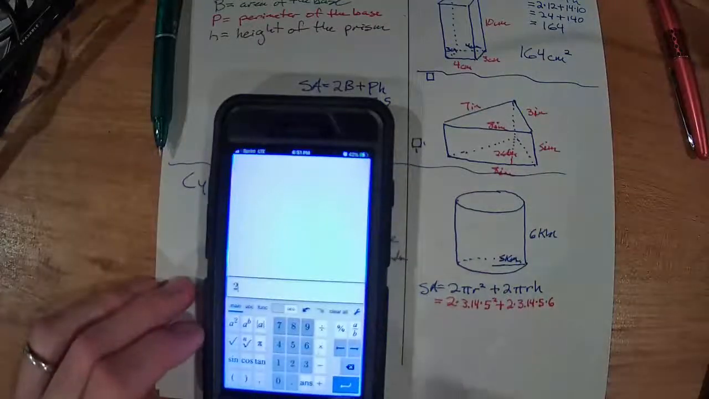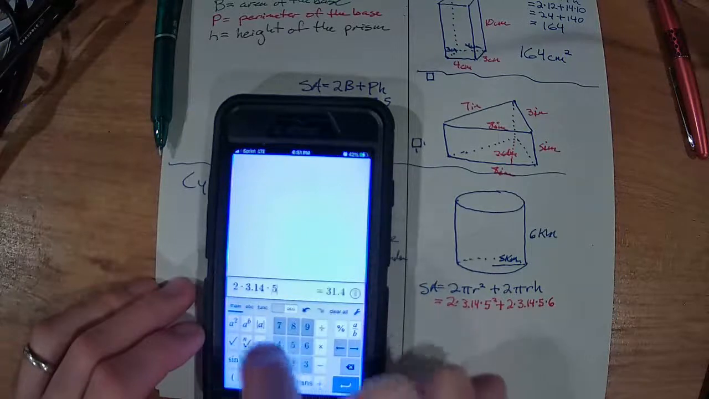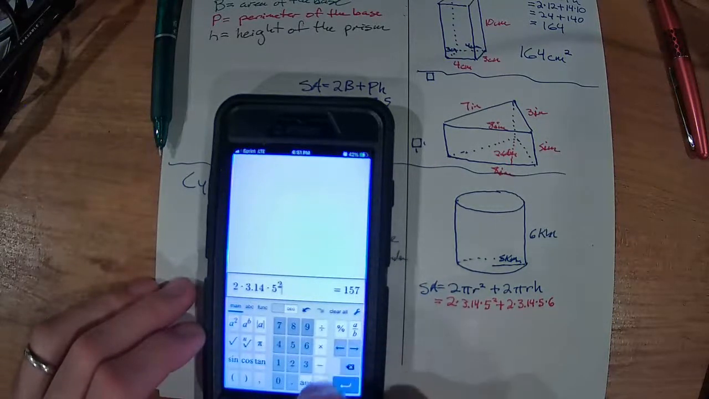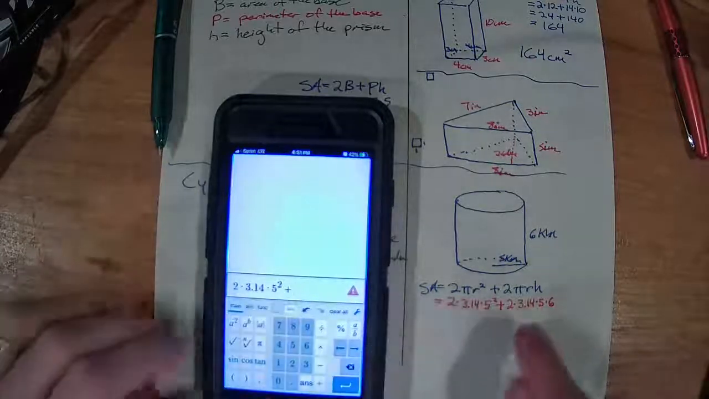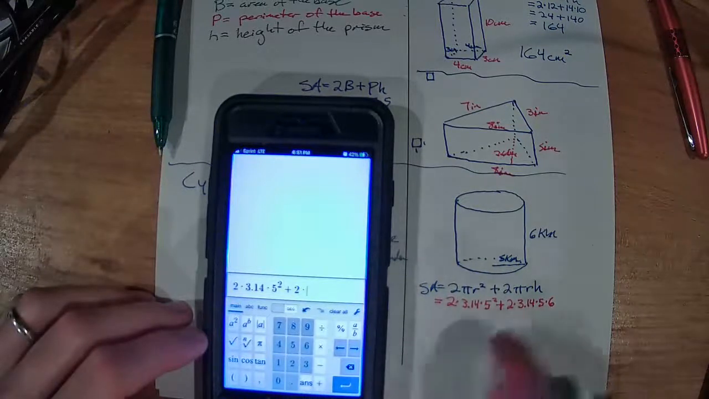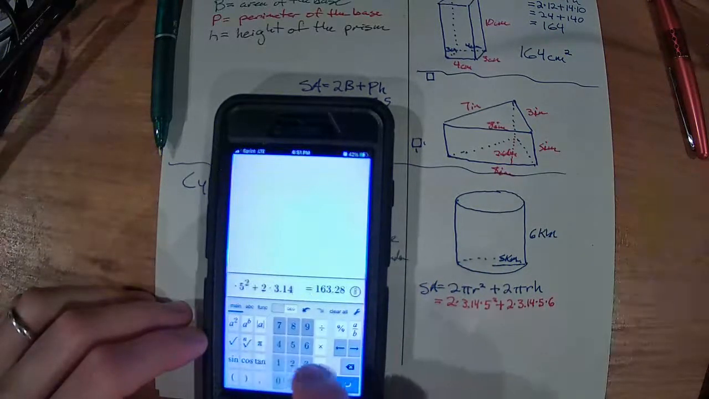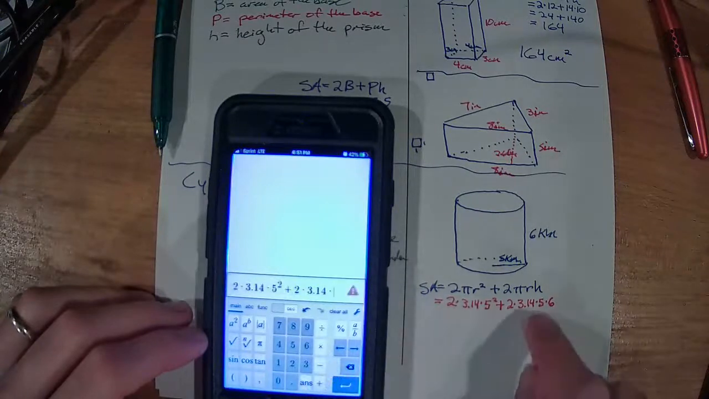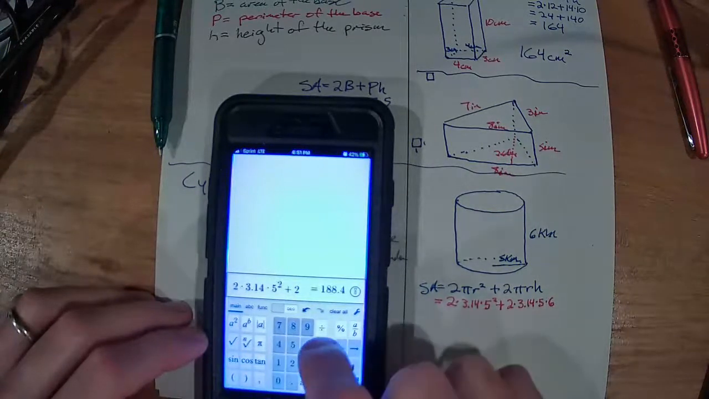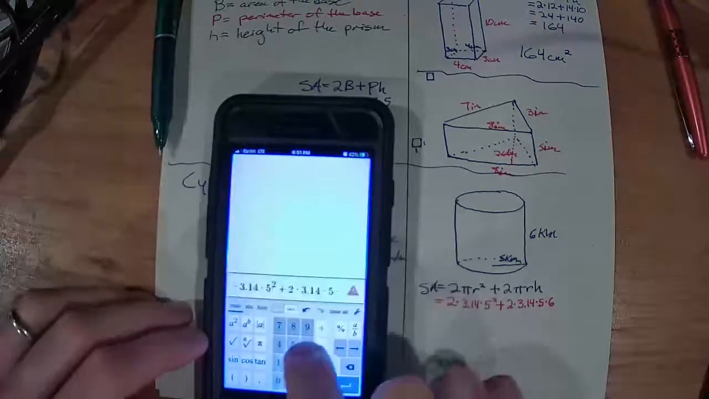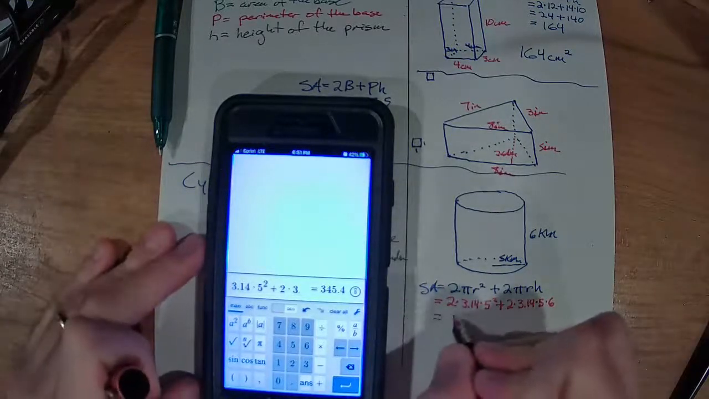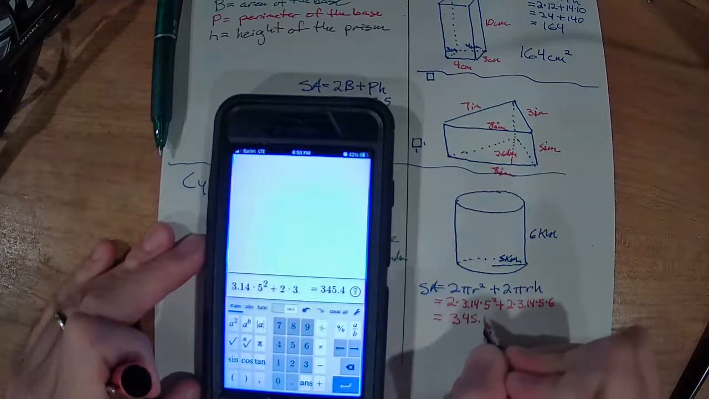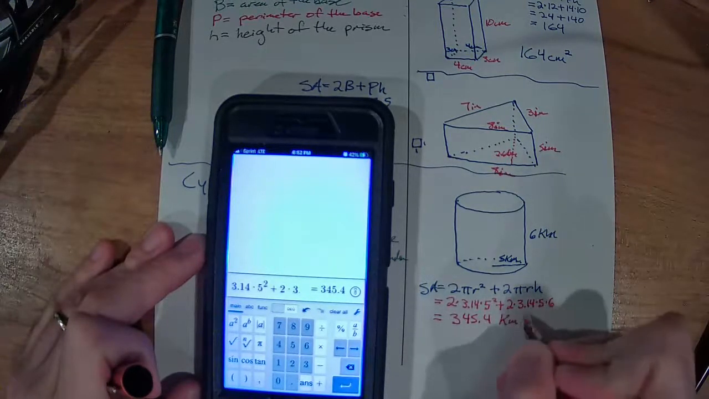So here we go. Let's type it in. 2 multiplied by 3.14 multiplied by our radius, so in this case 5 squared, added on. And again, your calculator should follow the order of operations, so it should multiply both sides first before it adds together. 2 times pi, so 3.14, multiplied by our radius, so in this case 5, multiplied by our height, in this case 6, and there is our answer. So in this case, surface area is 345.4, in this case kilometers squared.